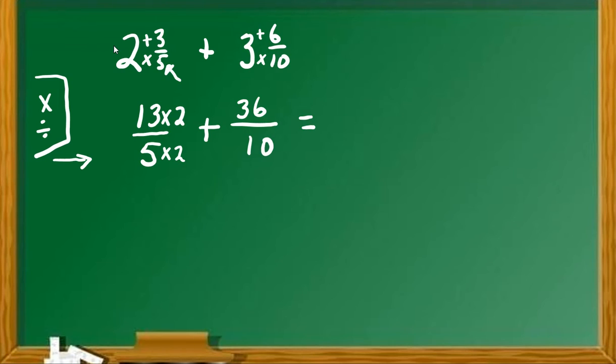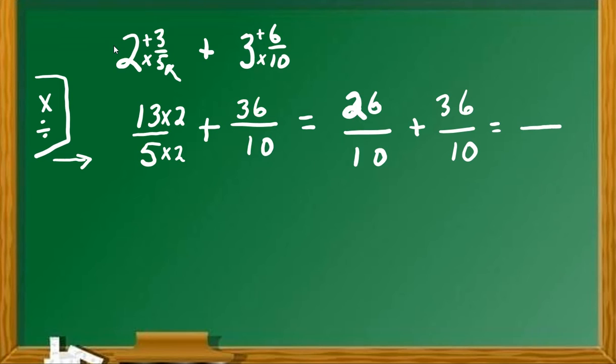Let's rewrite this question now so that we have 10s on the bottom of both of our fractions. So the first fraction will be 26 over 10. 13 times 2 is 26, and 5 times 2 is 10. And we will add our second fraction, 36 out of 10, or 36/10.